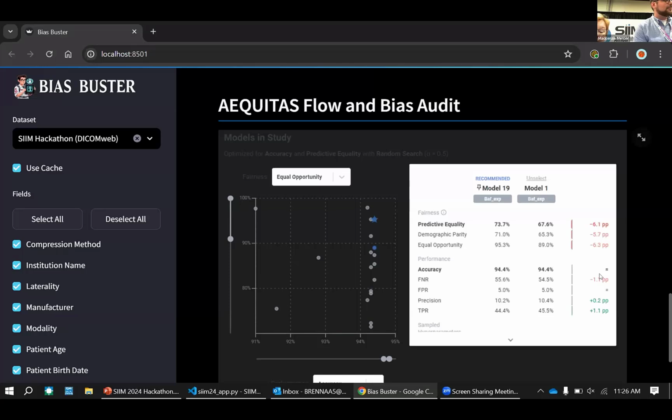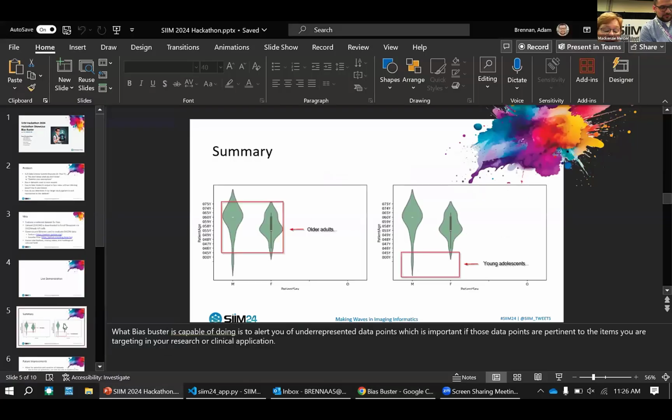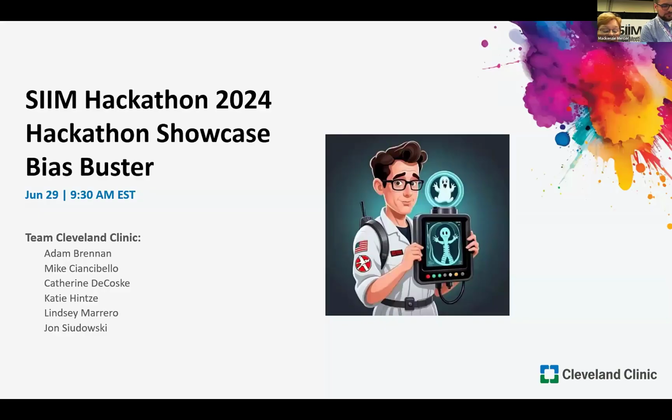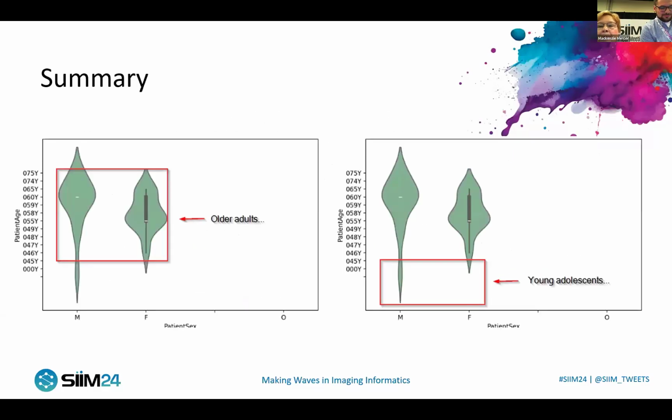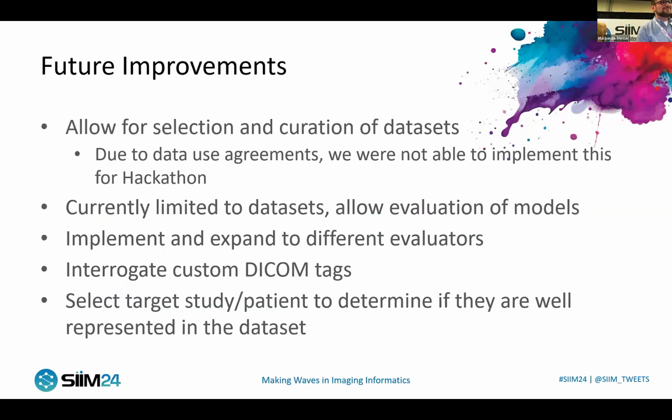Here is the Aquatius flow experiment where we trained 20 different models and optimized for accuracy. The output displays fairness metrics for each of the trained models and recommends the best model based on the samples of hyperparameters. In summary, what Bias Buster can do for you is alert you to underrepresented data points which you are targeting for your research or clinical application. Who are you going to call? Bias Buster.